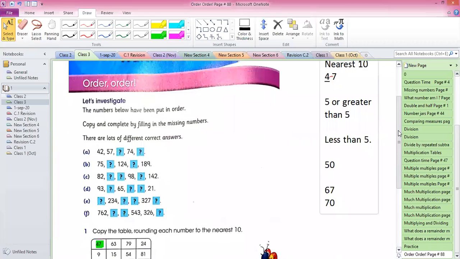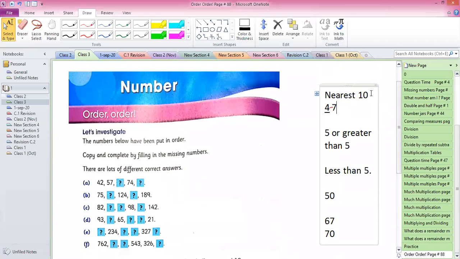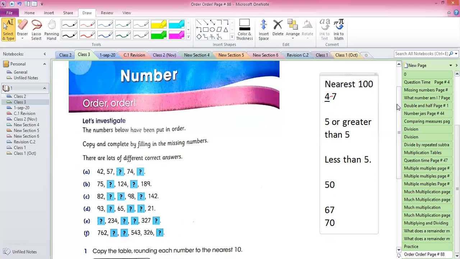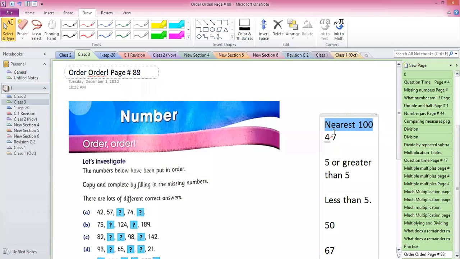Now coming to the nearest 100, guys. No matter whether it is about nearest 10 or nearest 100, if you have to round off to the nearest 100, then you have to underline the hundreds place. If you have to round off to the nearest 10, then you have to underline the tens place. Okay, so let's suppose I take a number that is 327.